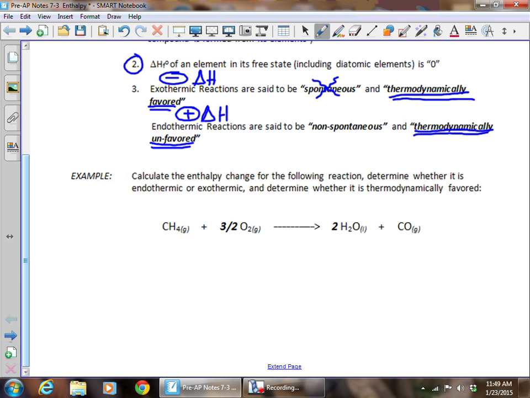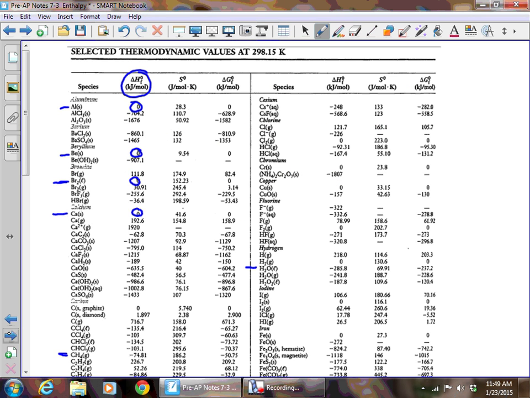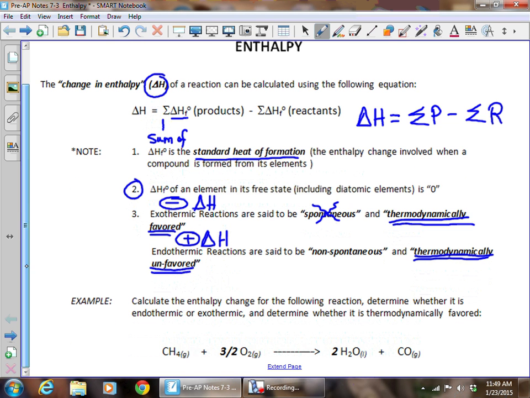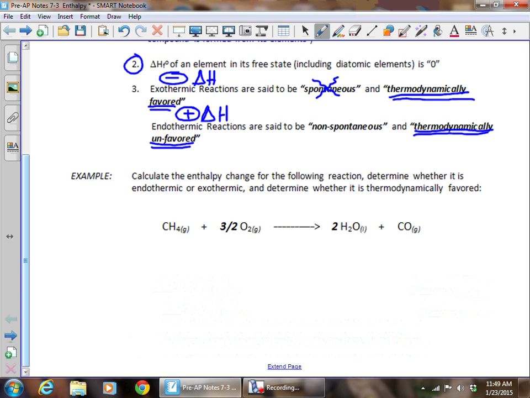Let's go back to our table, and we see that CH4 is down here, and the value for its heat of formation is negative 74.81, and you can see at the top of the table the units are kilojoules per mole. Now we're going to remember the kilojoules per mole at the end, but I don't write those down every single time because it kind of gets in the way of the numbers sometimes. So negative 74.81 is going to go here for CH4, and there's only 1 mole of that.